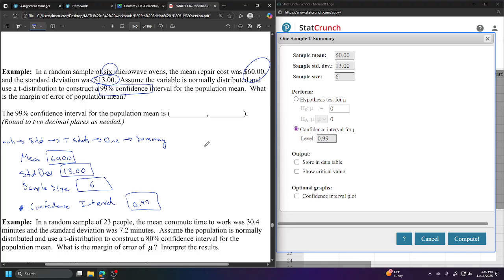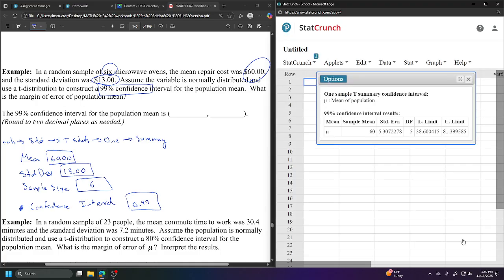Okay, so I'm going to hit compute. Boom, and we got some stuff here. So we got my lower limit and my upper limit, and we are done with this problem. That's all we had to do.